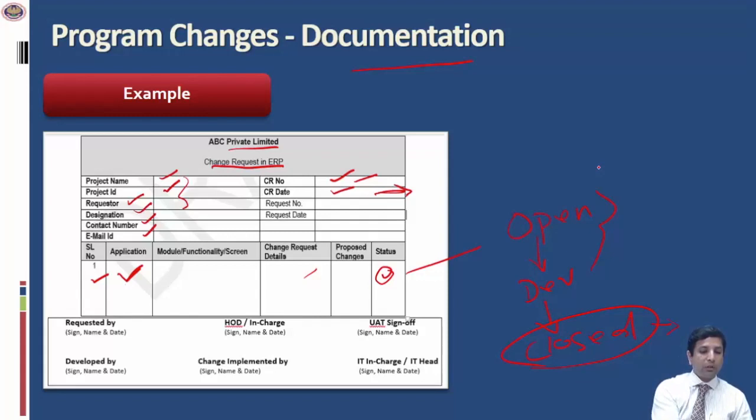If you see at the bottom, you can see there are several sign-offs which are provided. Who has requested, when, who is the HOD who has approved. This is typically a manager of the requester. Who has developed the change and who implemented the change, and whether the IT head is aware of the change being implemented. Typically, it is the IT head who provides the final implementation go-ahead. Here we can see who has done the UAT.